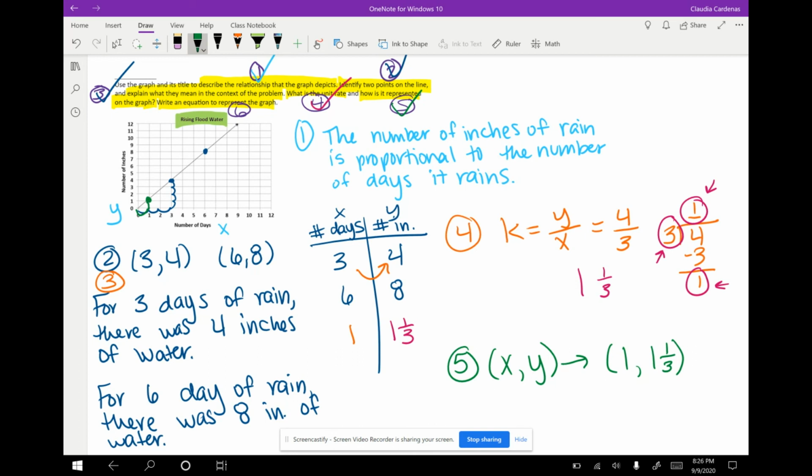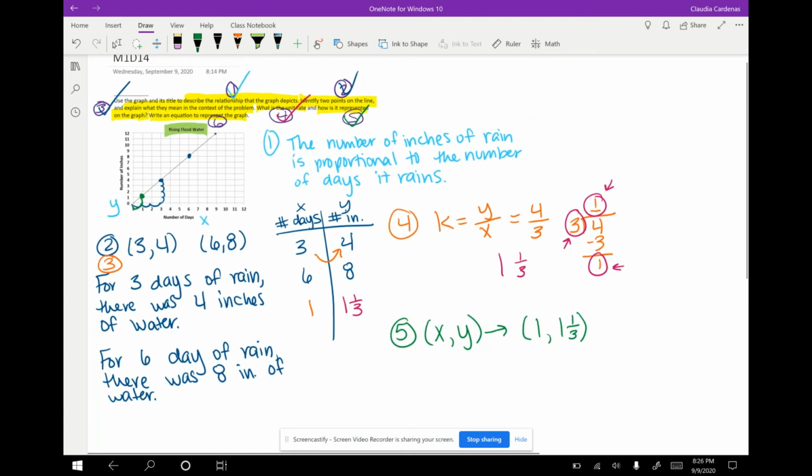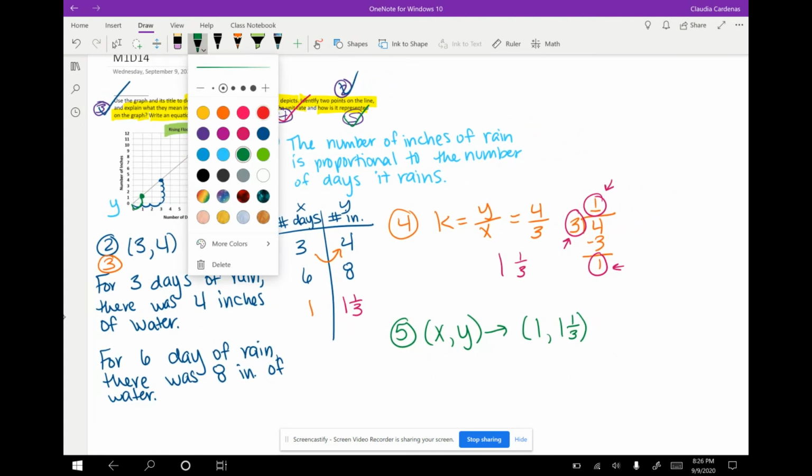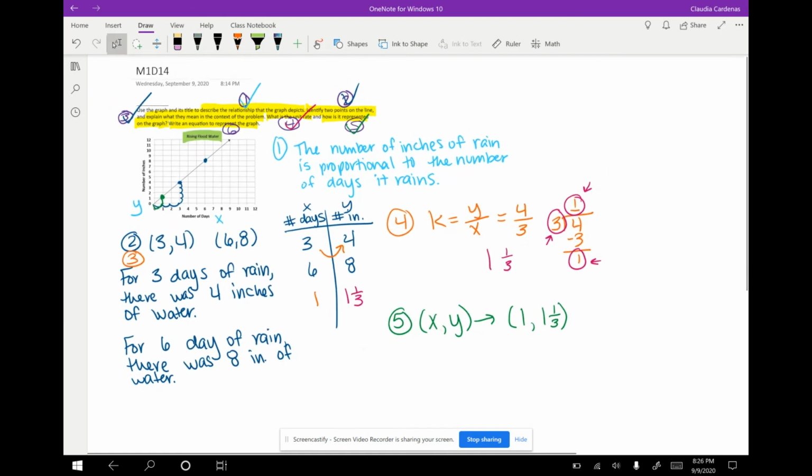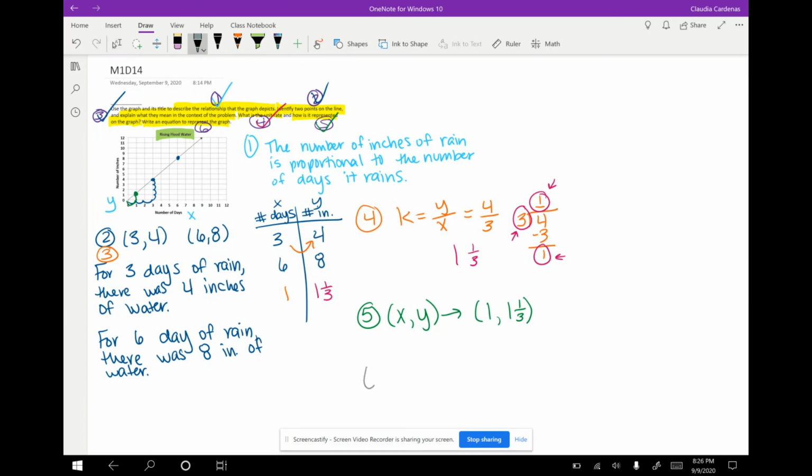The last thing that they want us to do is write the equation to represent the graph. So looking at my final color, I do know that when we have equations, we write them in the exact same format. And that format is y equals kx. Well, we already know what k is. We've identified it up here in our step 4.